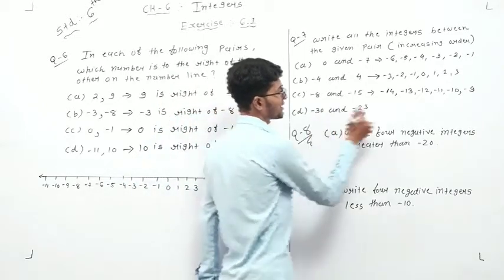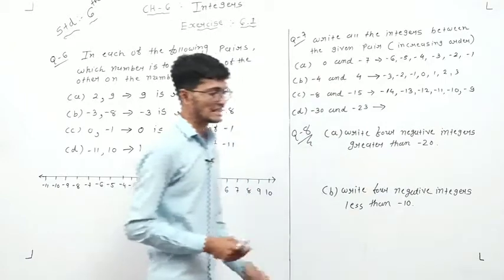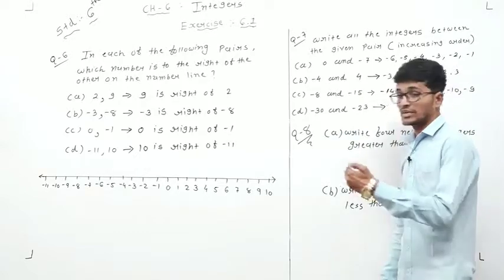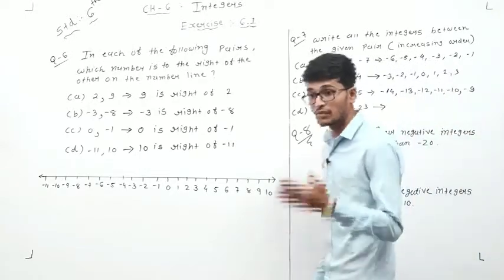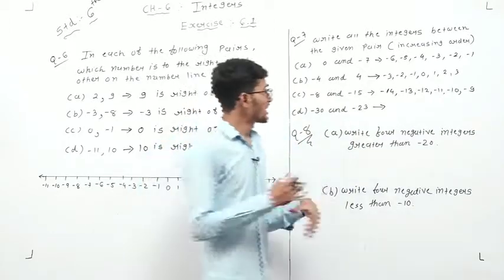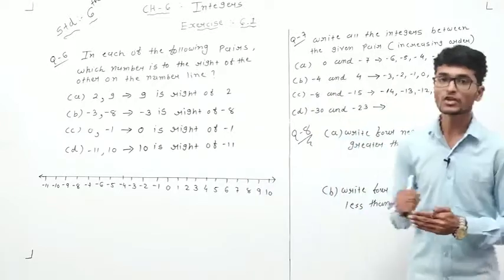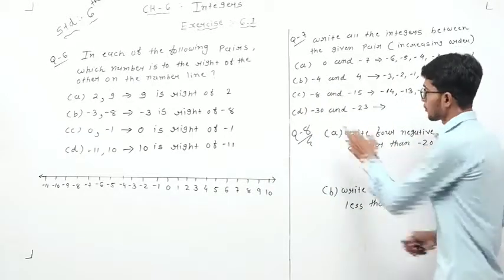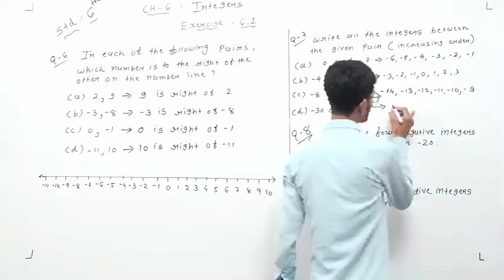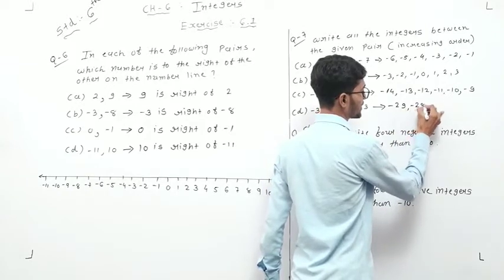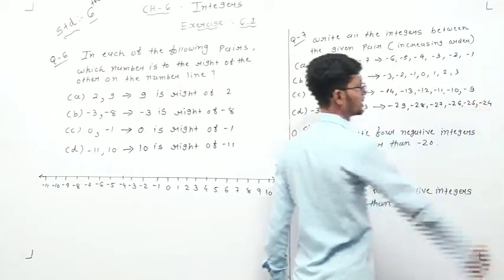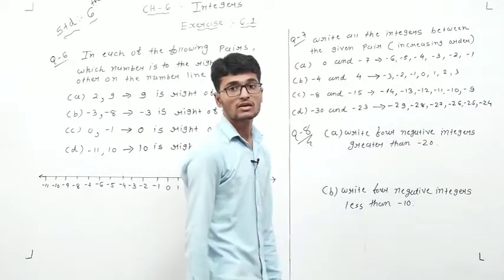Next, minus 30 and minus 23. The numbers between minus 30 and minus 23 are minus 29, minus 28, minus 27, minus 26, minus 25, minus 24, right? And this one is minus 23. But we write in increasing order. Increasing order means first the small number. Between minus 30 and minus 23, the small number is minus 30. So first minus 29, minus 28, minus 27, minus 26, minus 25 and minus 24. This one is our answer.